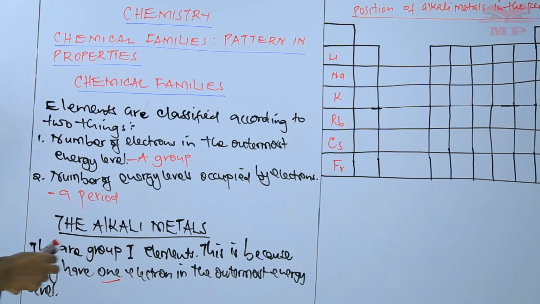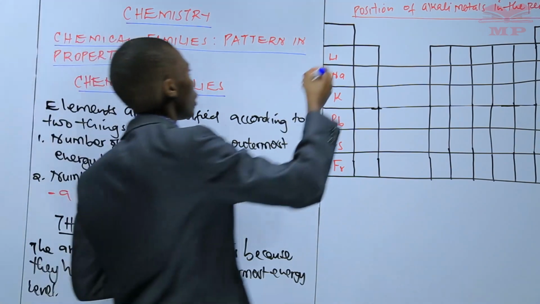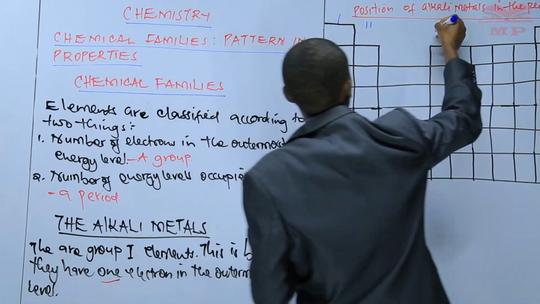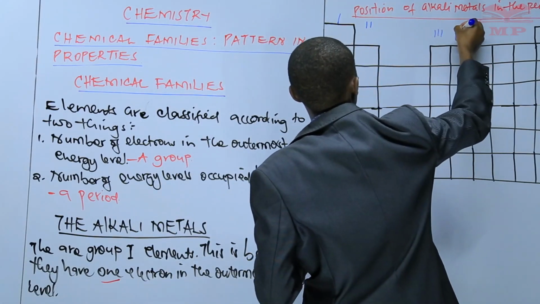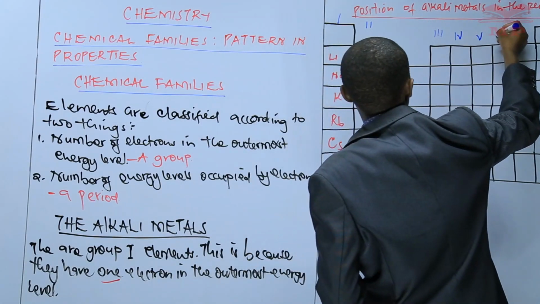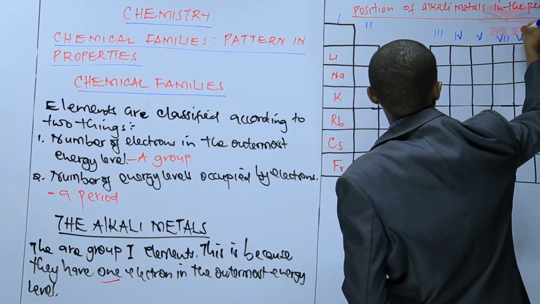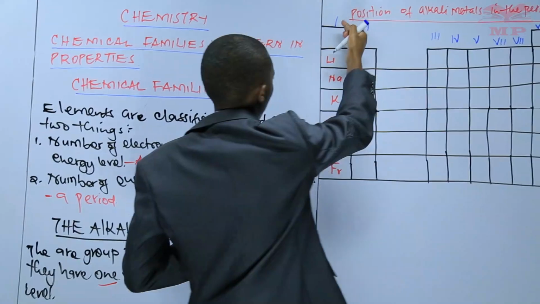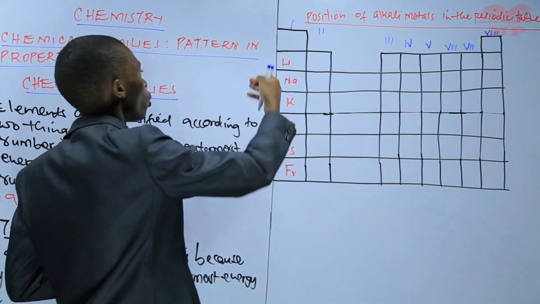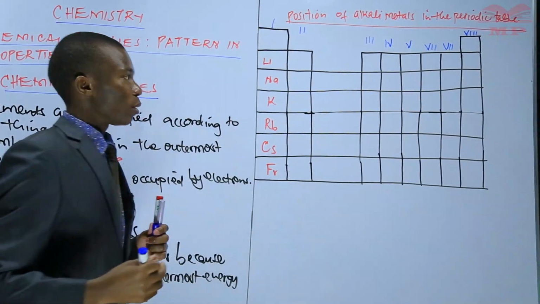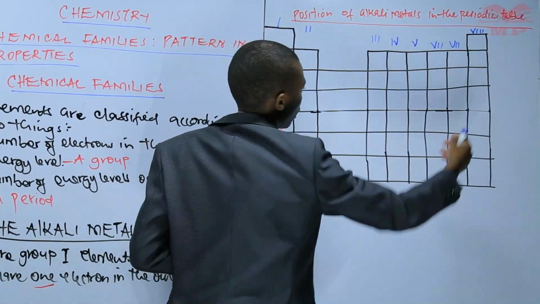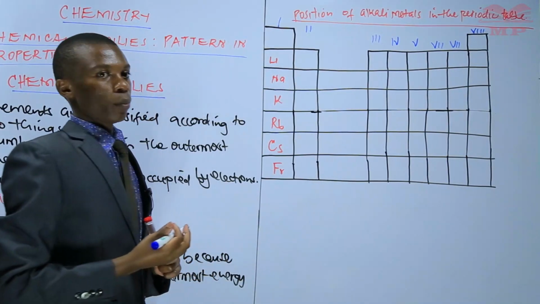So in our periodic table, this is our group 1, group 2, group 3, group 4, group 5, group 6, group 7, and group 8. So this is the position of group 1. Group 1 elements are in the same column, group 2 the same thing, group 3 the same thing, all the way up to group 8.